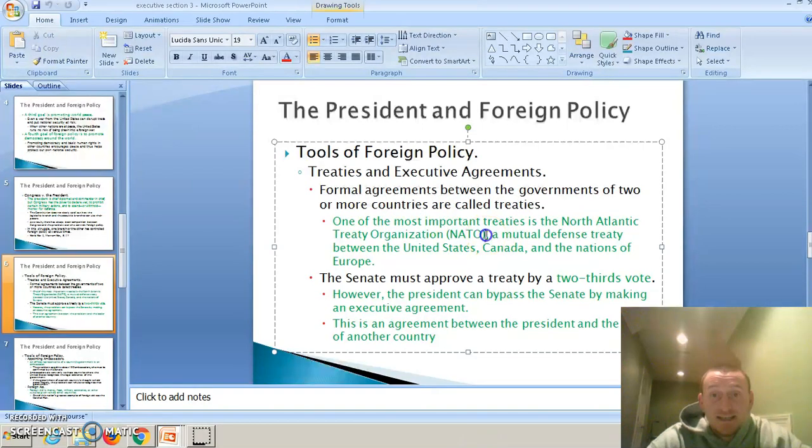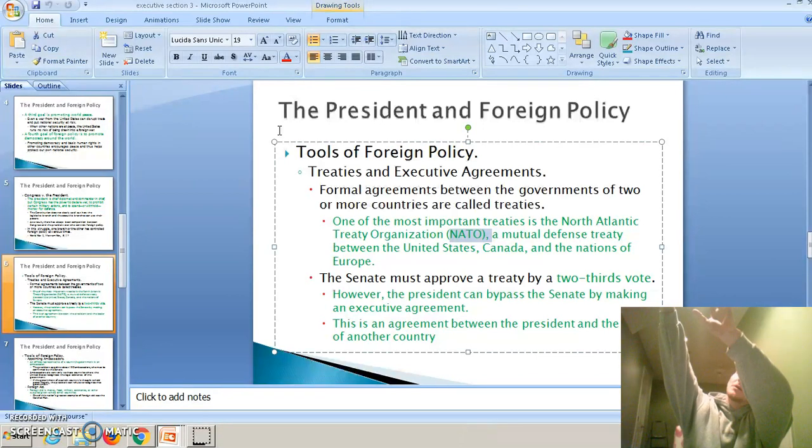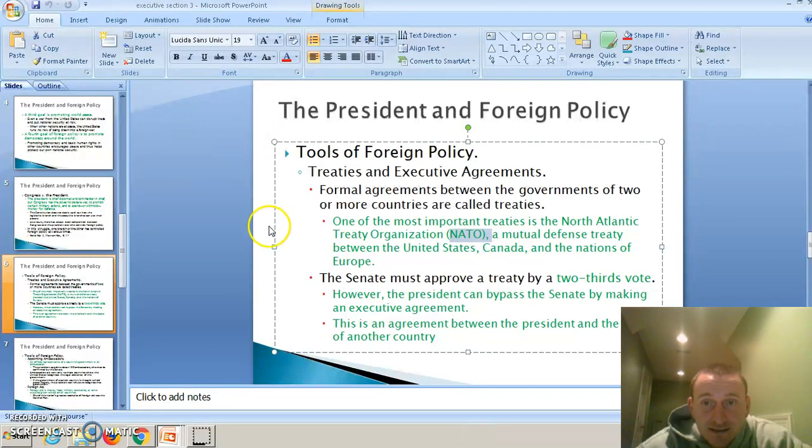NATO. NATO's big. North Atlantic Treaty Organization. If you don't know our coastline on North Carolina, on our coast, please know it's the Atlantic Ocean. And NATO is the North Atlantic. We are in the northern part of the Atlantic Ocean Treaty Organization. So we got the United States, you got Canada, and then we got all these European countries that are in the North Atlantic.